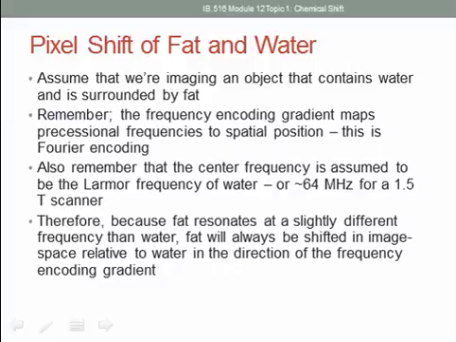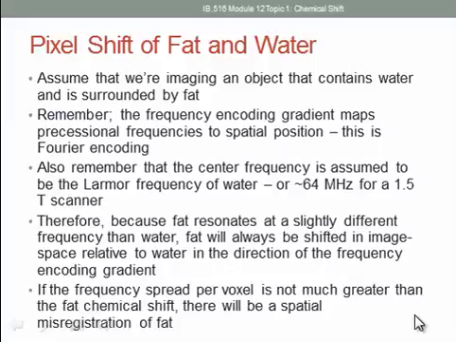So because fat resonates at a slightly different frequency than water, there will be some degree of shift in an image relative to the water in the direction of the frequency encoded direction. Now there actually will always be a shift, but whether or not you actually see the shift in the image is a different story, and that depends on the imaging parameters that you set up.